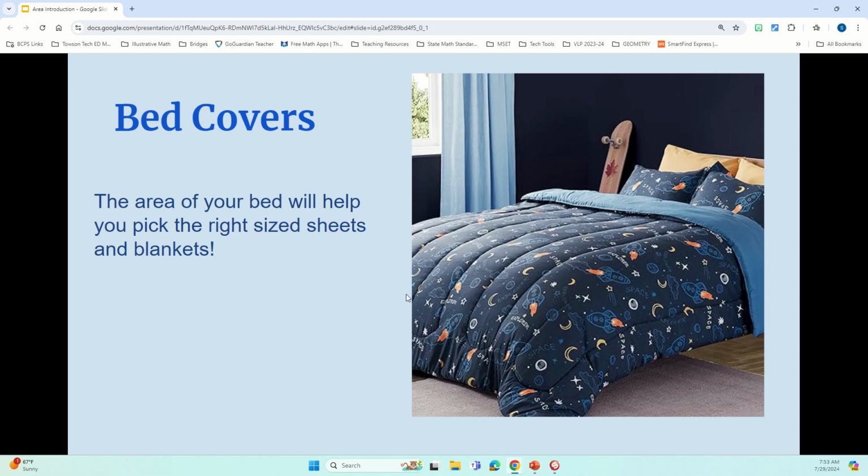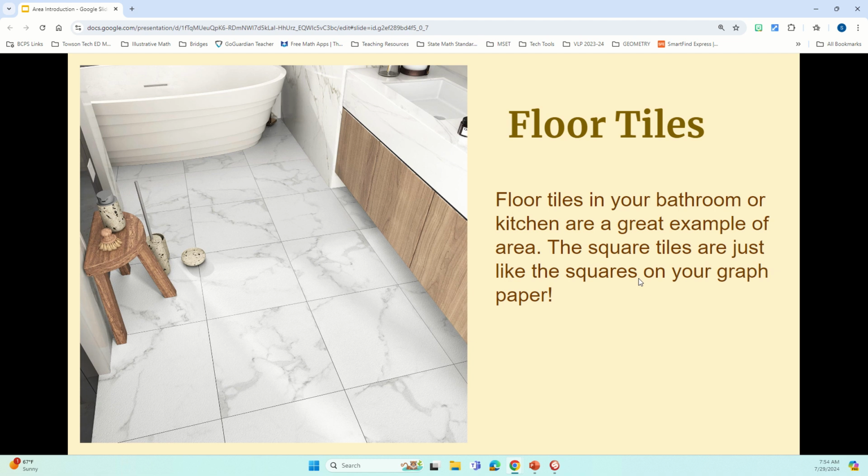When you go buy bedding for your bed, the area will be like your sheets and your comforters. You need to know the size of your bed so that you buy the right size bed covers. Floor tiles in your bathroom or kitchen are an example of area. This is actually a really good example because it looks very much like the graph paper that you work with in math.